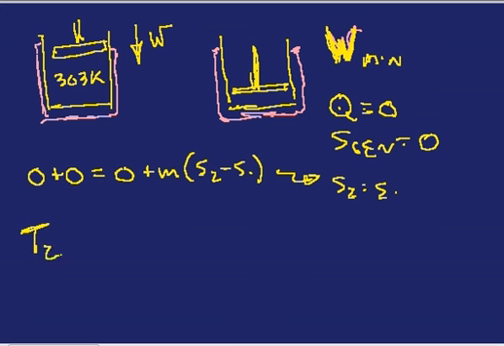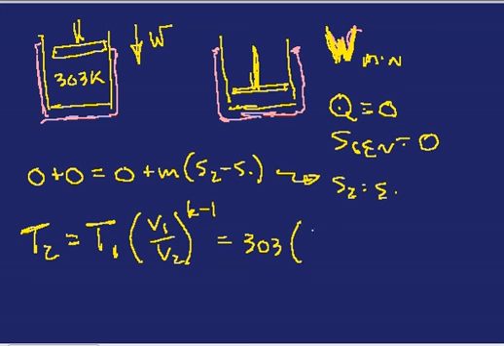If S2 equals S1, then T2, we've developed this earlier for isentropic processes. For ideal gases, T2 equals T1 times V1 over V2, which, by the way, we call the compression ratio, to the K minus 1. And we solved for K earlier, so this is 303 times 5 over 1 to the 0.237. That's K minus 1. And that comes out to 444 K.